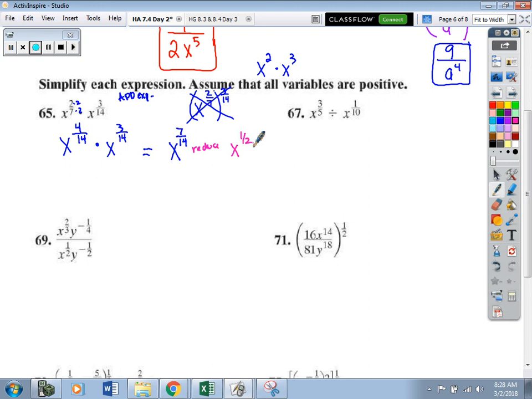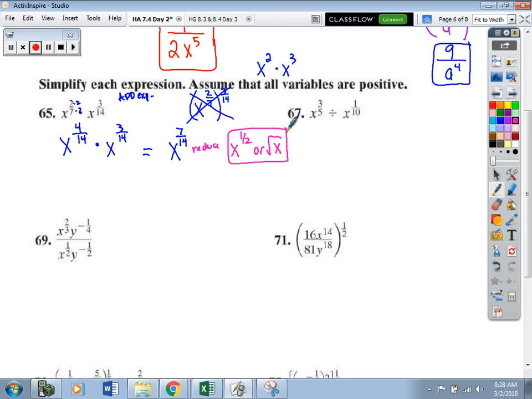They didn't tell us if they want our answer in radical or exponential form, so you could either leave it like this or the square root of x. One or the other, it doesn't matter. I'm not sure what the book has as the answer key for these problems. I'll look at it before I let you guys do your homework, but either one's the same thing.